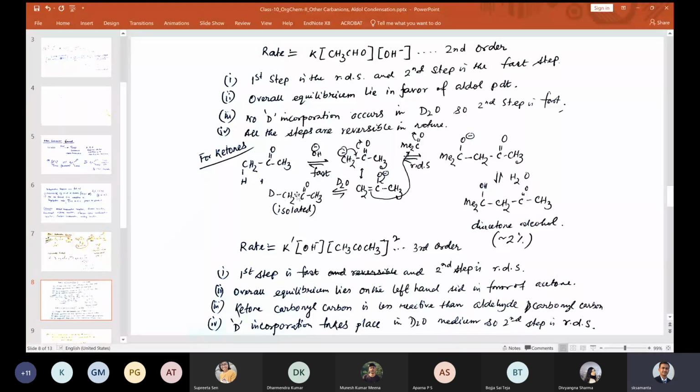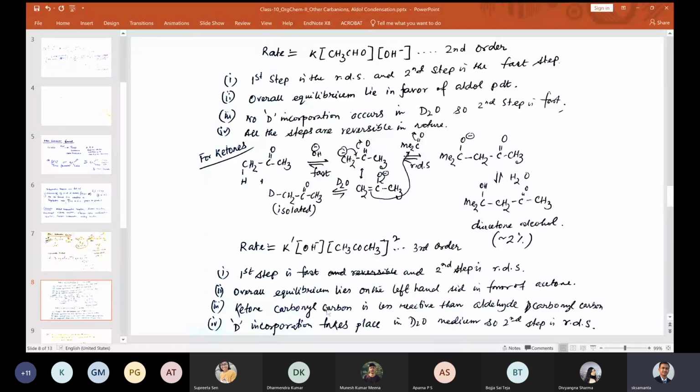So what is the rate of the reaction in this case? Here you can see there are 2 acetone molecules involved and 1 base. So 1 base and 2 acetone. The reaction is actually third order in this case. So these are the points again. In this case, the first step is fast and the second step is RDS, the rate determining step, the slow step. The overall equilibrium lies on the left hand side, in favor of acetone.